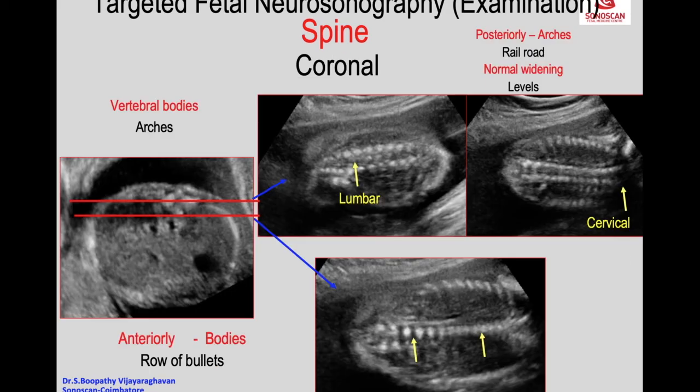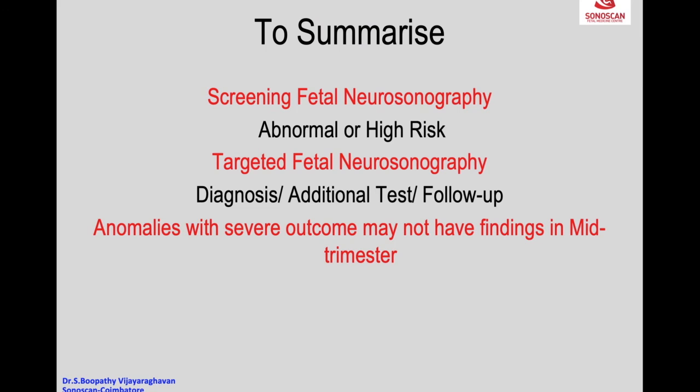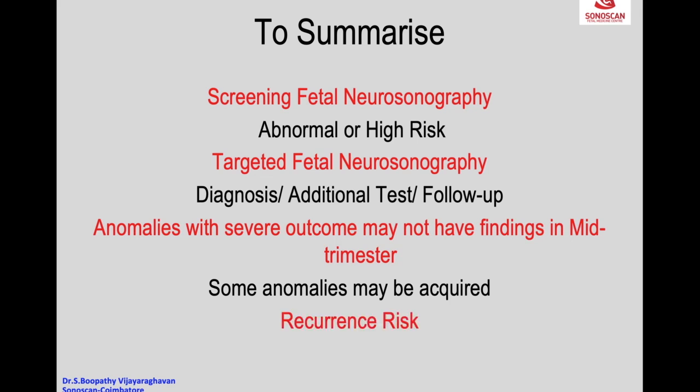Spine vertebral bodies are seen as a row of bullets, and the development of the brain is a continuous process. So certain anomalies with a severe outcome may not manifest in the mid-trimester anomaly scan, and some anomalies may occur later, like intracerebral hemorrhage or porencephaly. These anomalies can occur secondary to infection, and you have to assess the recurrence risk after the final diagnosis and counsel appropriately.